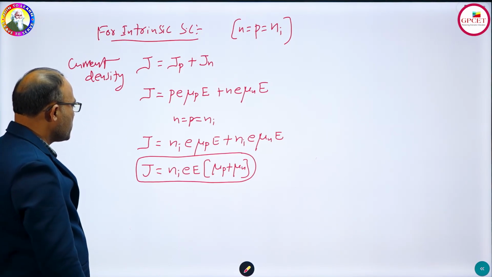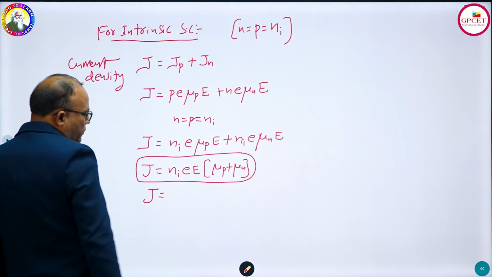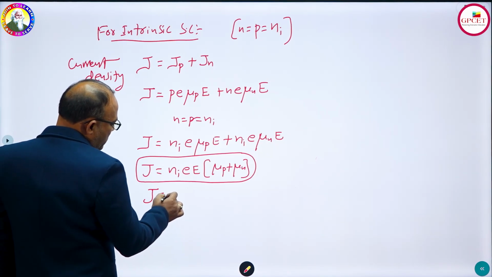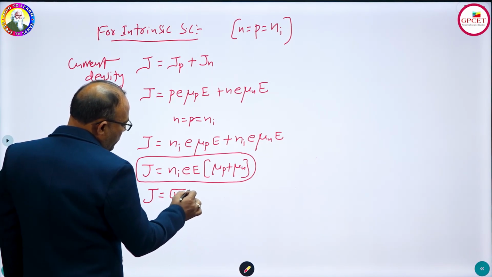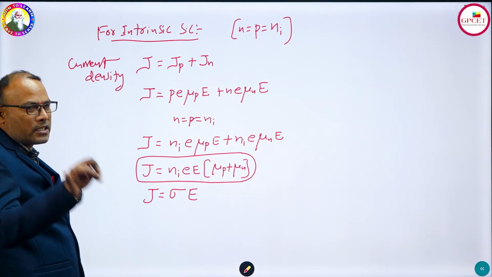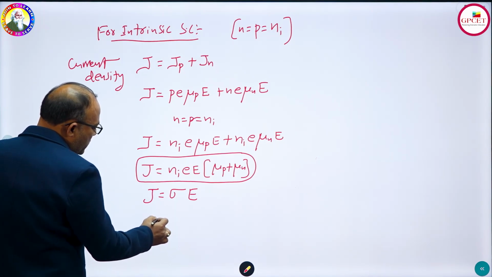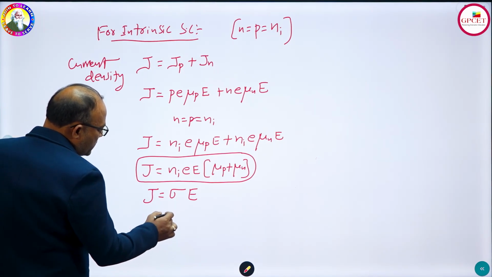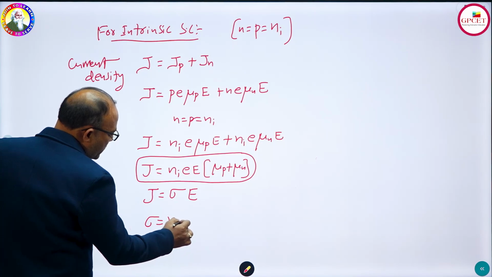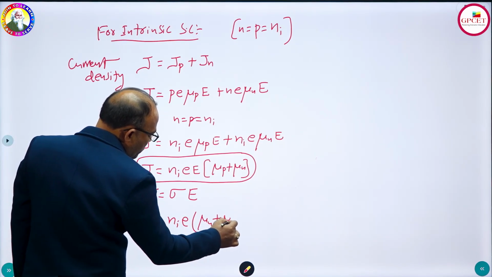Next, similarly, what is the conductivity? It can be written as J is equal to sigma E, where sigma is the intrinsic conductivity, and it is given by sigma is equal to ni e into mu n plus mu p.